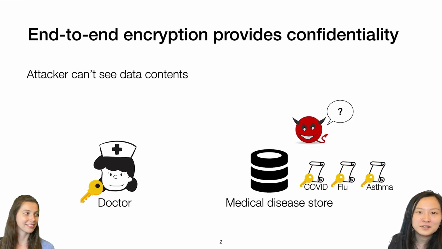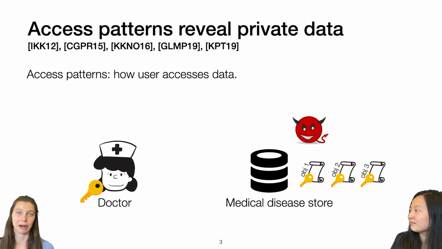So end-to-end encryption provides confidentiality, which means that we store encrypted records inside an untrusted server, and even though we store these records in an untrusted server, the attacker can't see the contents of these patient records. However, access patterns can still reveal private data. And by access patterns, we mean how the user accesses the data.